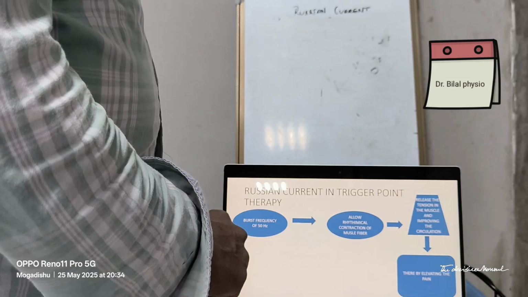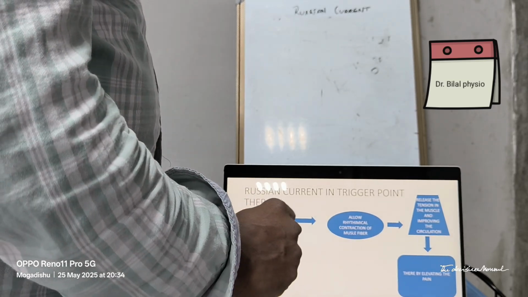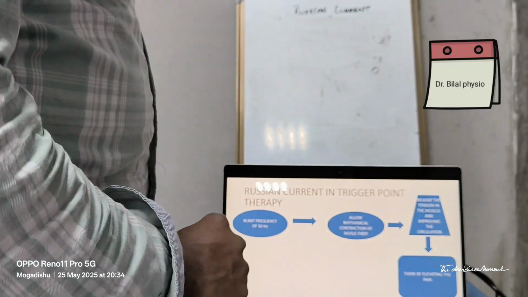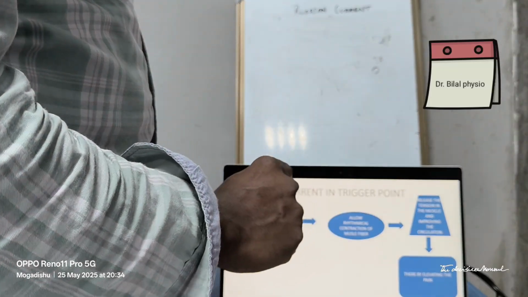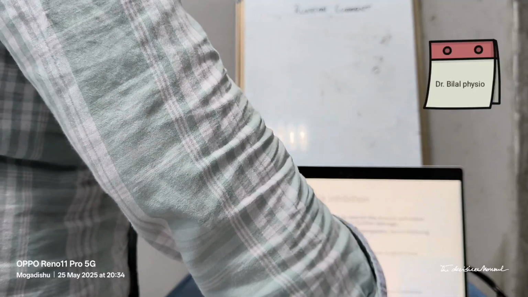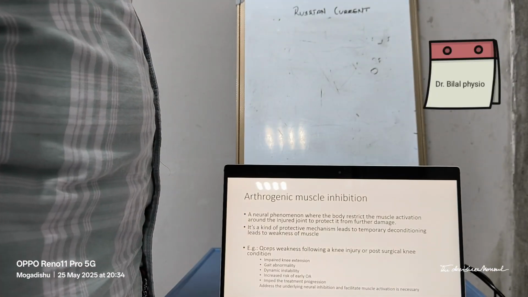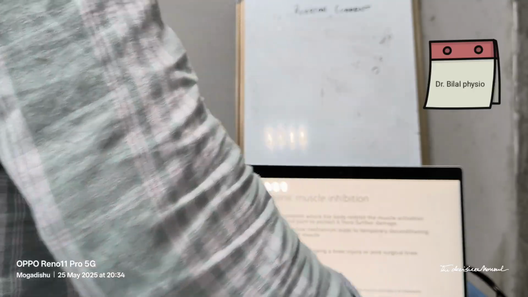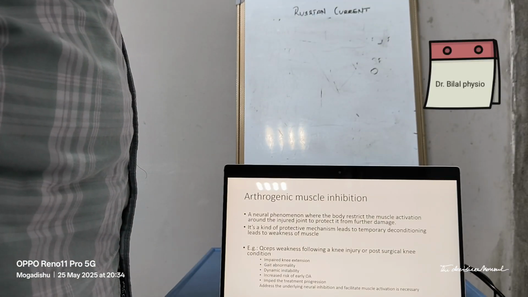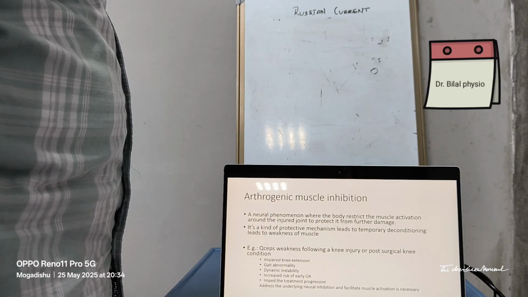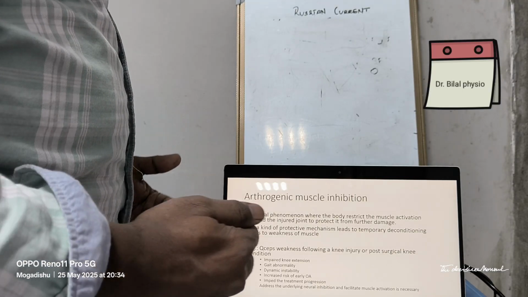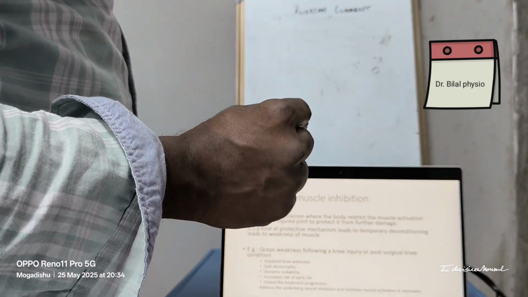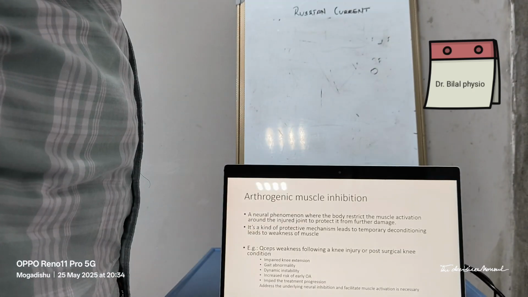So the Russian current with a burst frequency of 50 Hz allows for rhythmical muscle contraction of the fibers. This will release the muscle tension and improve the circulation, thereby alleviating the pain. So this is arthrogenic muscle inhibition, which may cause muscle atrophy, to avoid further damage after knee surgery or any injury. To avoid further damage, it will inhibit the muscle action. This will cause the muscle to atrophy or become deconditioned.